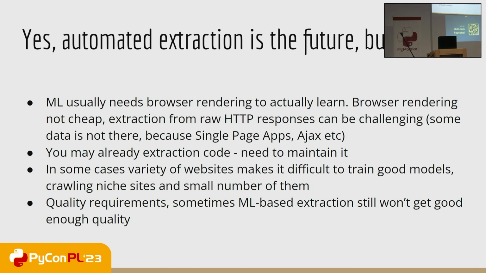And there are also cases where there's a small number of websites that you need to crawl, and they don't have those common patterns. There's lots of variety and small samples, so it's difficult to train your models for that. And the other reason is that sometimes the quality of ML-based extraction is not that high. Sometimes people require very fine-grained details and lots of customization, so it's difficult to do with a machine learning approach.